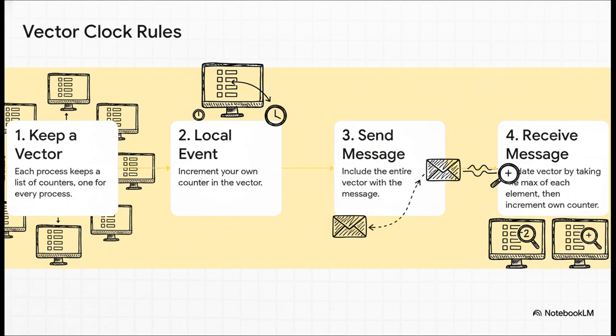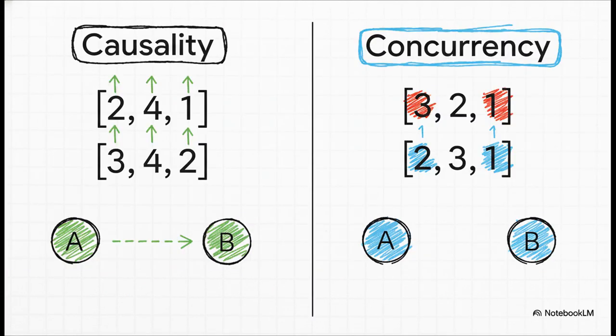When it does something locally, it only bumps up its own number in that list. But when it sends a message, it sends the entire list along for the ride. The receiver then looks at the list it got, compares it to its own list, and for each position, it takes the bigger number. Then finally, it increments its own counter in the list. And here's where the magic happens. All that extra information in the list lets us see the truth.